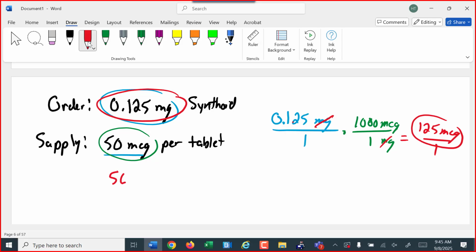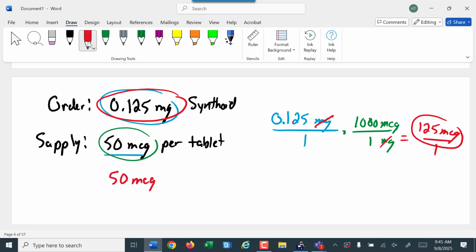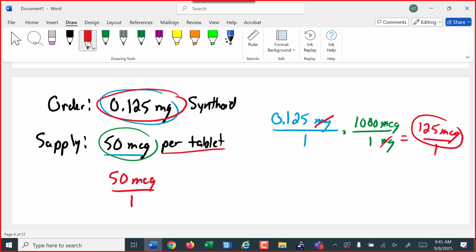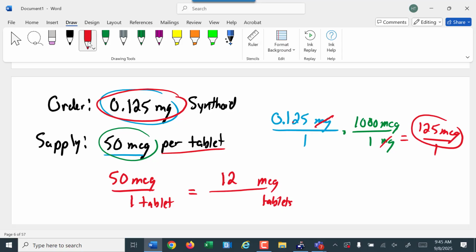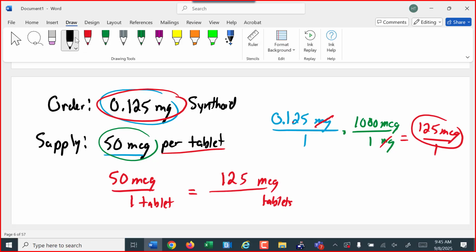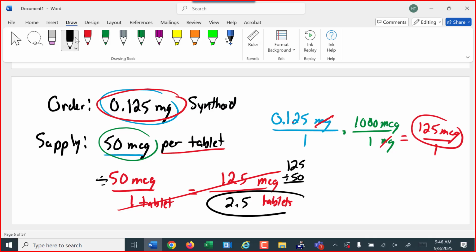So now I'll put in my on-hand dose, 50 micrograms over the vehicle of 1 tablet. On my other side, I know it's going to be micrograms here and tablets here because my units have to match up. So 125 micrograms, it's 125. And I cross multiply and divide. 1 tablet times 125 is 125. And I divide by the 50 to get 2.5 tablets.